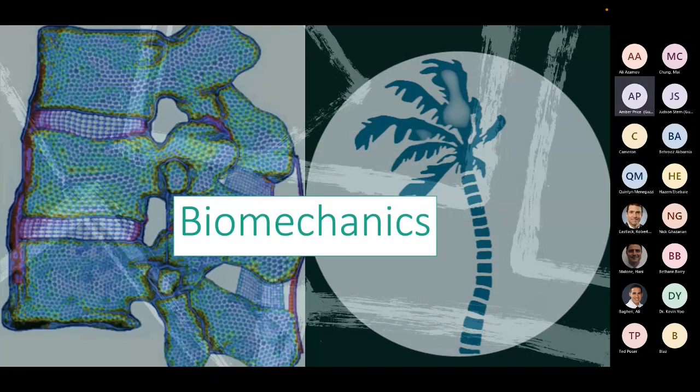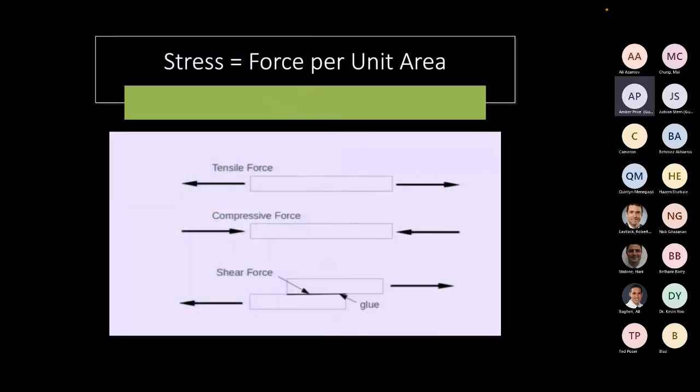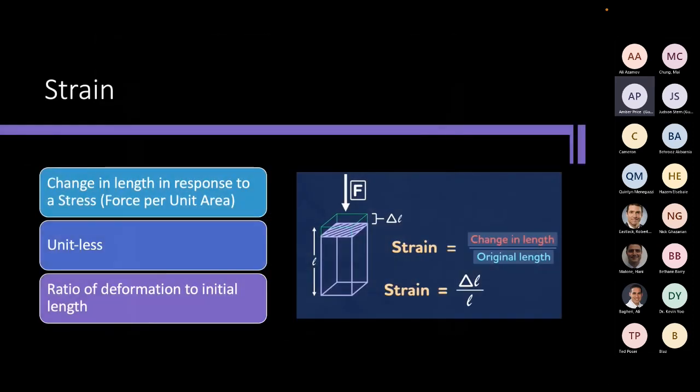So a little bit more about the biomechanics. So basic concepts of stress. We all know about stress. This is the force per unit area. There are different types of stresses or forces. So there are tensile forces, compressive forces, and shear forces. And we'll talk a little bit about how each of those relate to bone here in a little bit. And then there's the concept of strain.